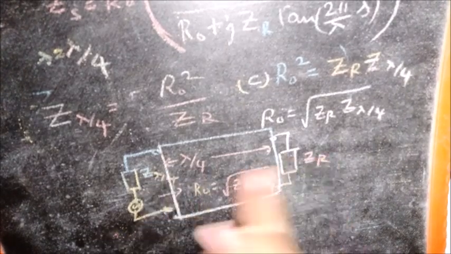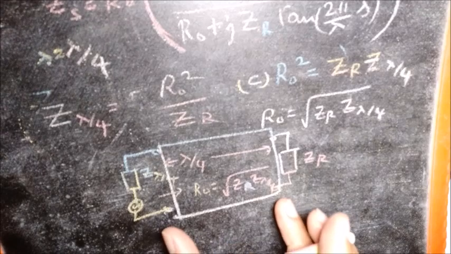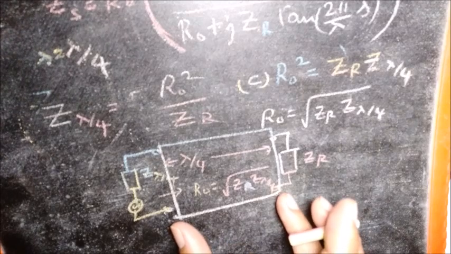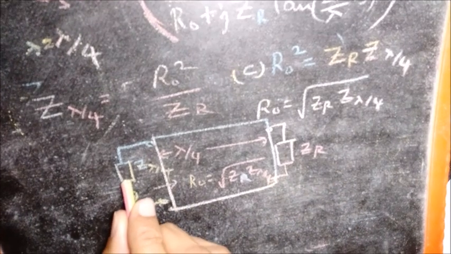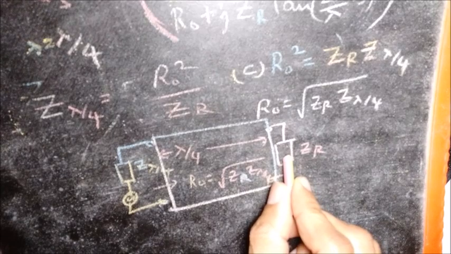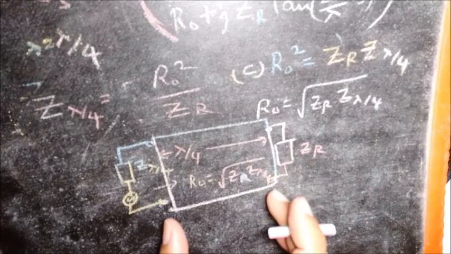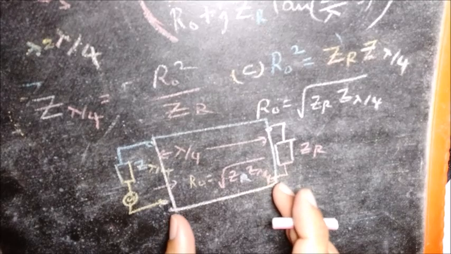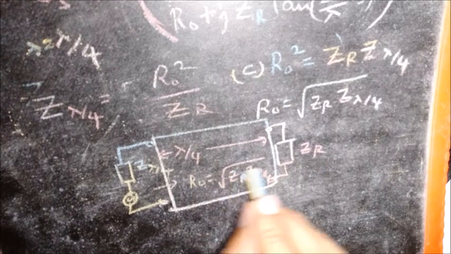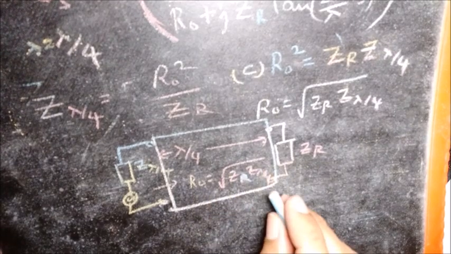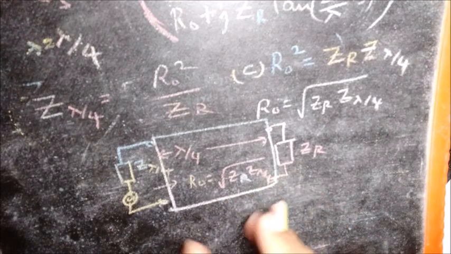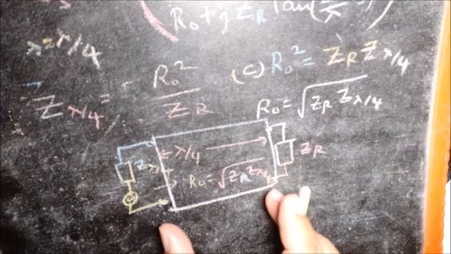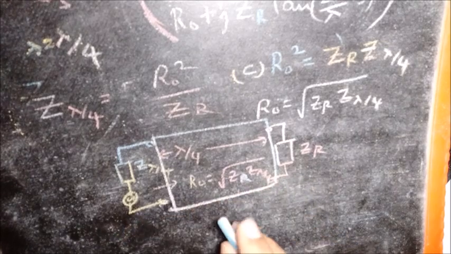We can achieve this matching if we have a lambda by 4 line connecting this source with internal impedance Z lambda by 4 to a load of impedance ZR, and if this lambda by 4 transmission line has its characteristic impedance equal to square root of ZR Z lambda by 4. Let's see why it is acting as a matching system, acting as a network which matches the impedance.